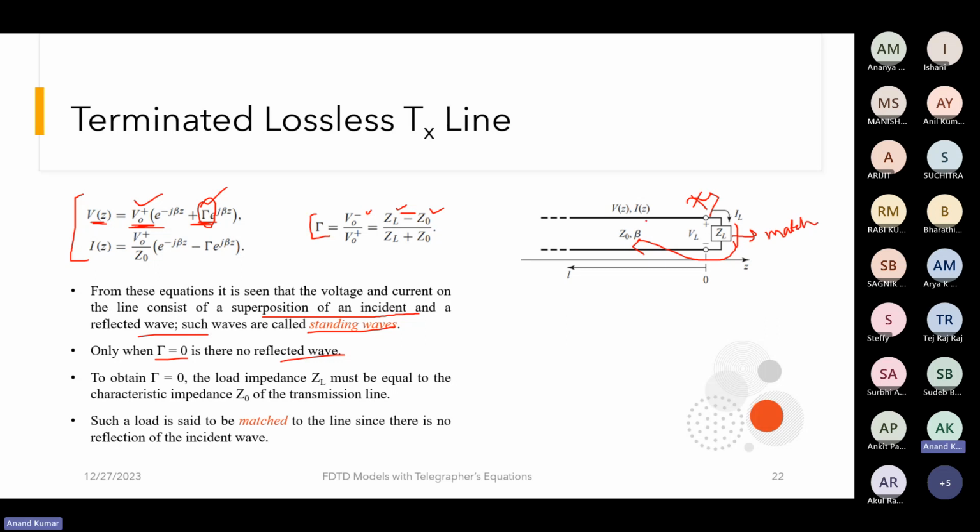In a lot of cases, you must hear in different labs people talking about a matched load, which is usually what they call a 50 ohm load. This is because most transmission lines available to us have a characteristic impedance of 50 ohms, and then we use a matched load, which is a 50 ohm load, to terminate the transmission line so that we don't have reflected waves at the particular port.